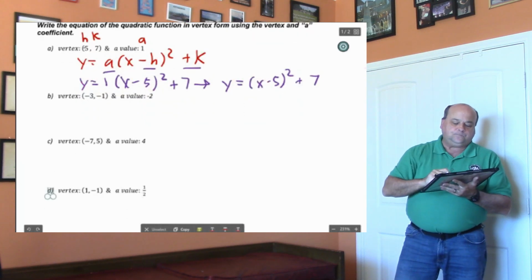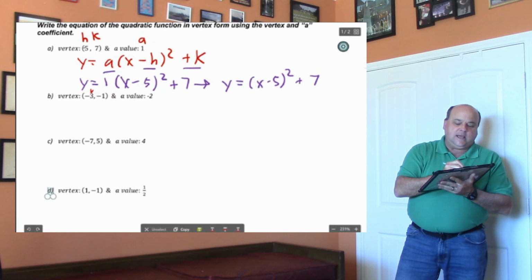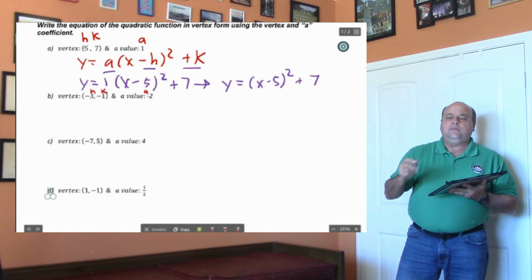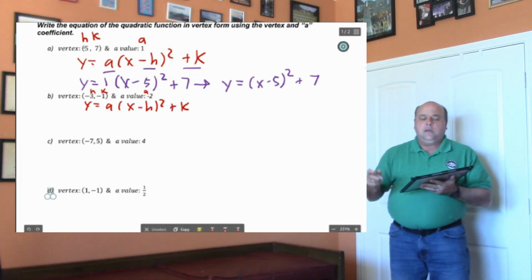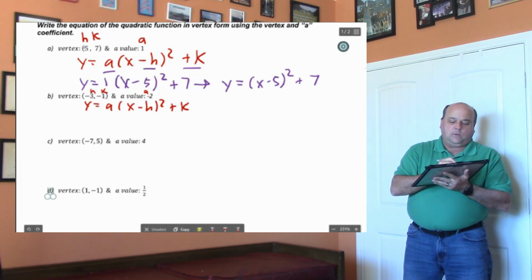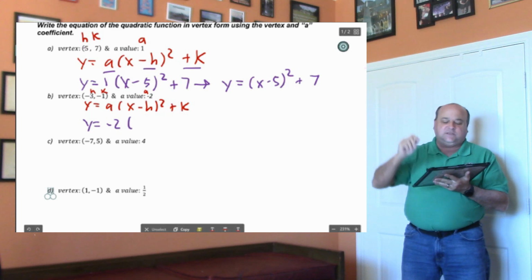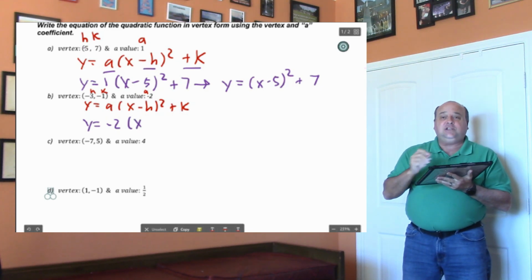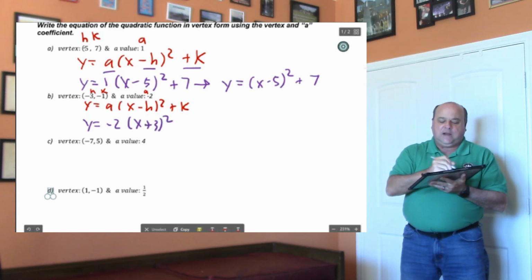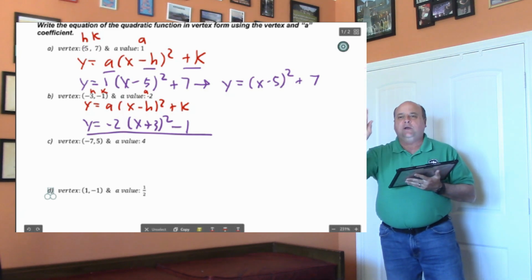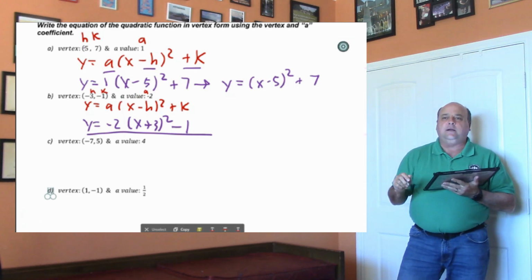Let's go to number 2. Number 2, write down h, k, and a. Then you're going to write down y equals a parentheses x minus h squared plus k. The y won't change, so write down y equals, the a is negative 2, parentheses, that means the graph opens down, x, the h is negative 3, the opposite of negative 3 is positive 3, and the k is minus 1. This right here would be the graph. Since we don't have a 1 for a, we don't have to rewrite it, okay?